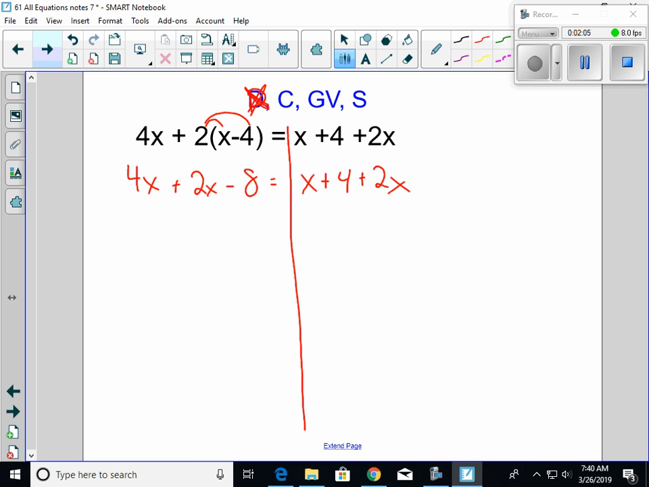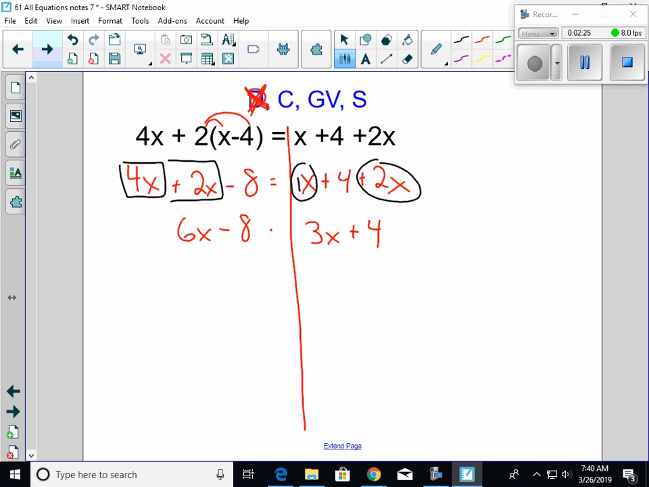The C stands for combine like terms. Okay, you have to look on each side. So 4x plus 2x is 6x. But I also have like terms on this side. 1x plus 2x is 3x. Check that off your list.